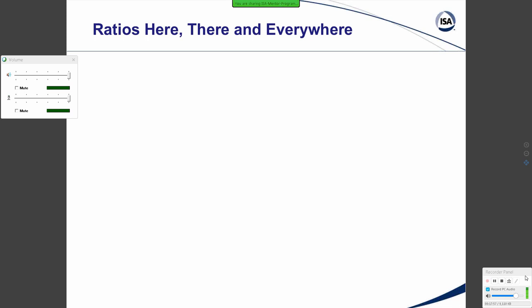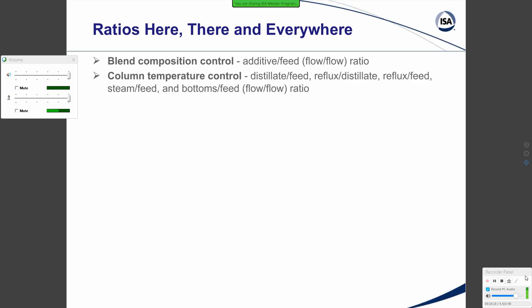If you look at the process flow diagram, whether it's a liquid stream, a solid stream, or a gas stream, there's a ratio. Consider how the flows of these streams affect each other. In other words, if you double one flow, you may need to double another flow, whether it's a process stream or a utility stream. So let's look at some individual examples. For blend composition control, we have an additive to feed, flow-to-flow ratio. For column temperature control, there's a lot of feed-forward control.